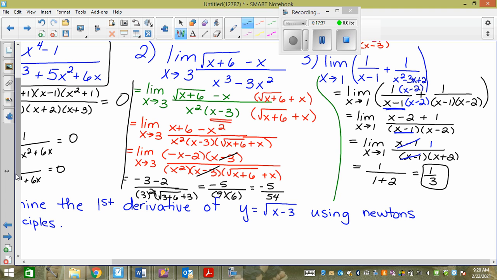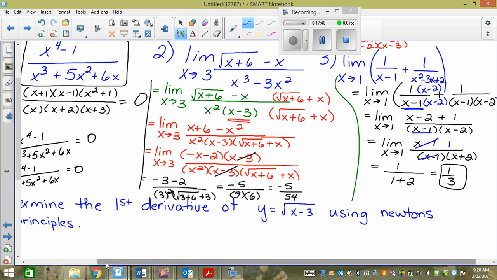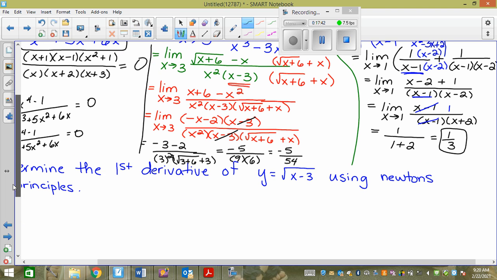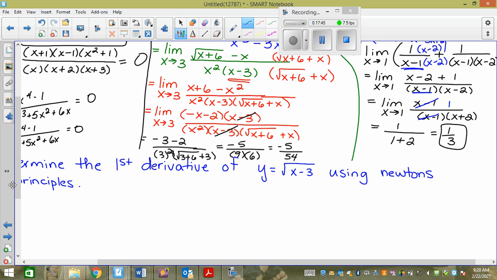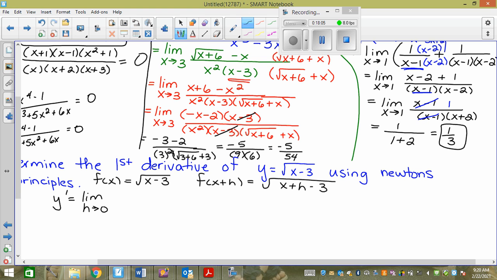All right. Then we have to do Newton's first principles for this one. So, f of x would technically be square root x minus 3. F of x plus h would equal square root x plus h minus 3. So, we would get y prime equals the limit as h goes to 0 of f of x plus h minus f of x all over h. Then it's very similar to that other one, right?